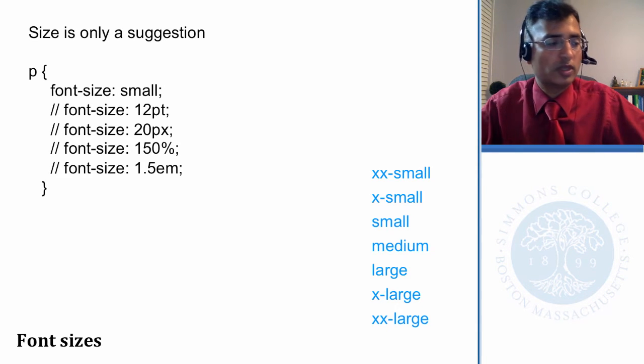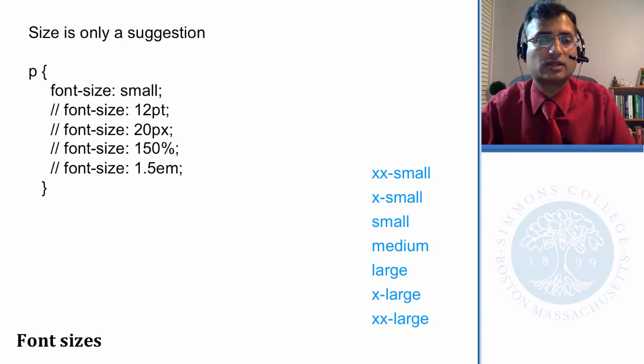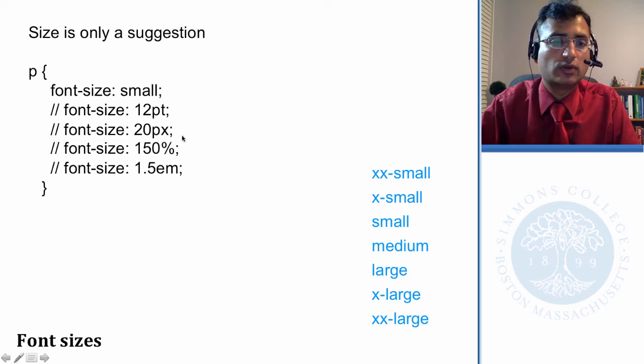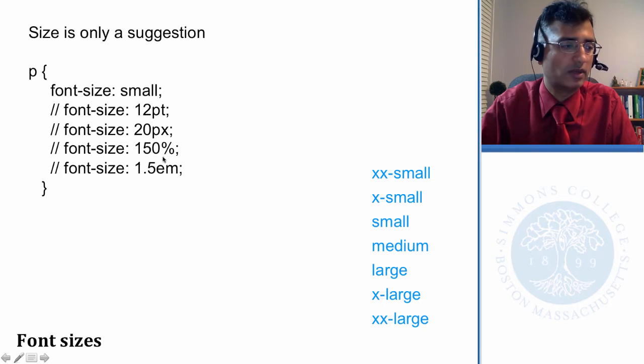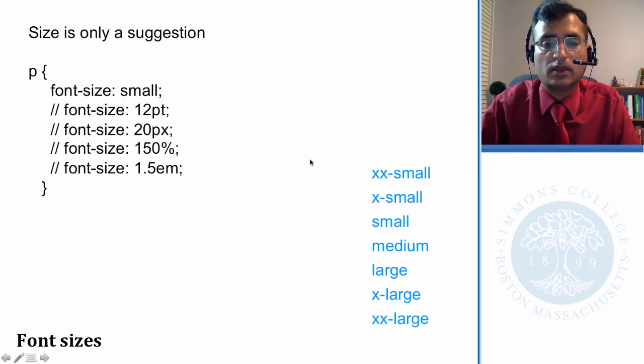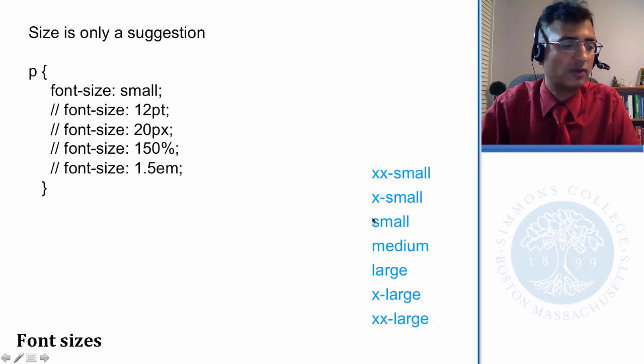And the other thing to do with is font sizes. Font size again is simply a suggestion. Here the font size is specified as small, and the other options are to do it as a point, as pixels, as a percentage, and with the em. And this is like extra small, small, and so on. So these are different ways of specifying the font.